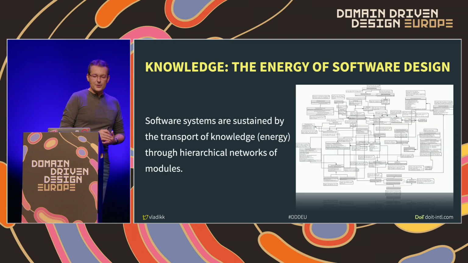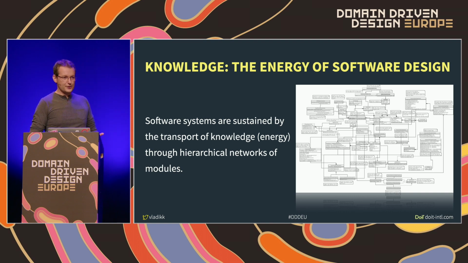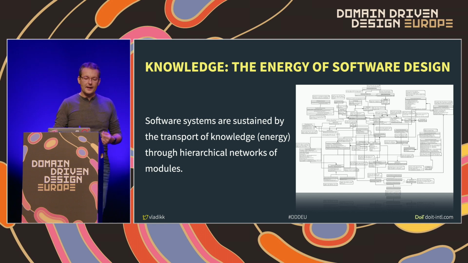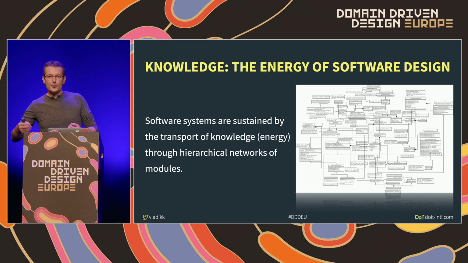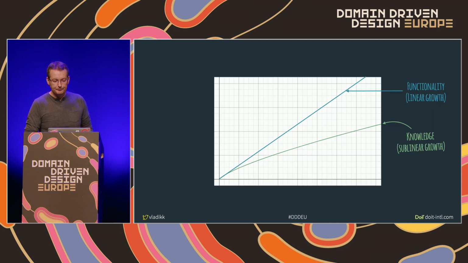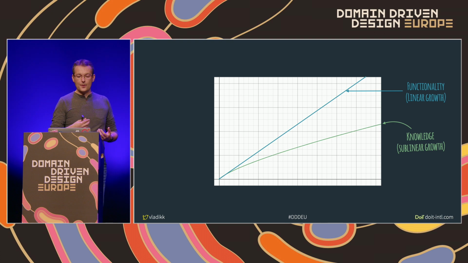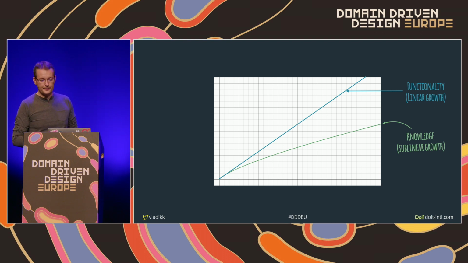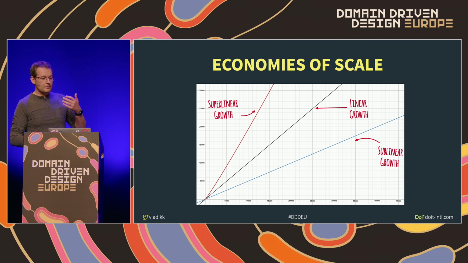So going back to this notion of representing software design as an energy supply network, we can say that the larger the system gets, the less knowledge has to be added to implement additional functionality. You can build up on the existing infrastructure, existing models, and you can reuse existing functionalities. And speaking in the language of growth dynamics, while the system functionality grows linearly, the added knowledge grows sublinearly.